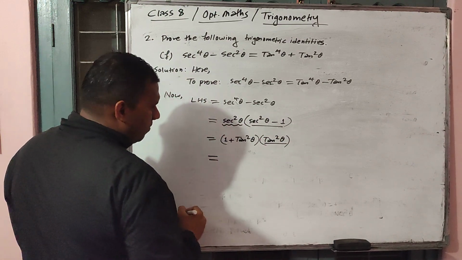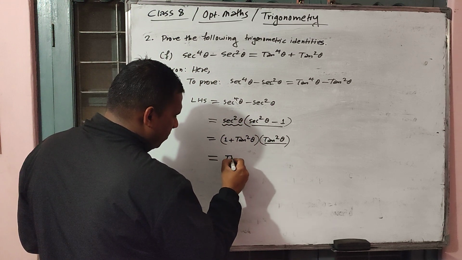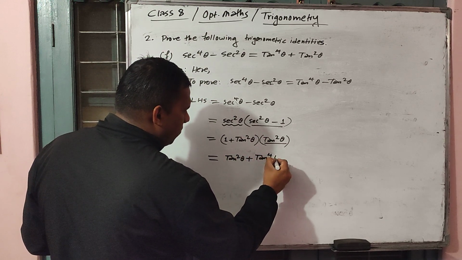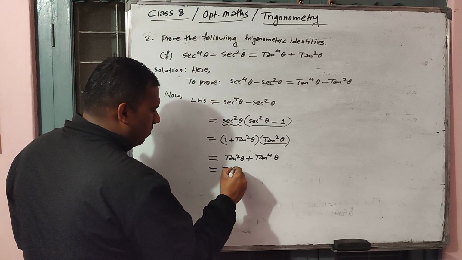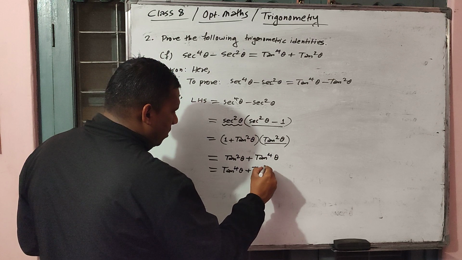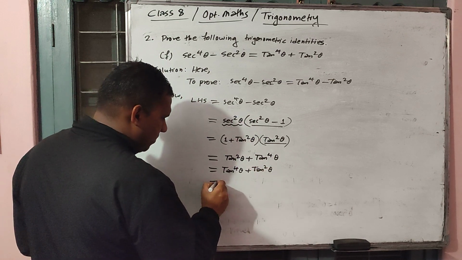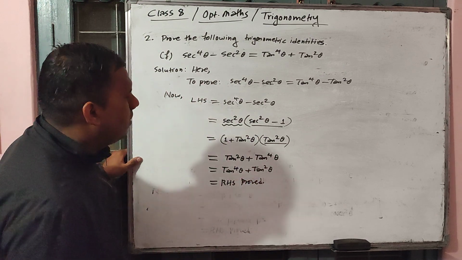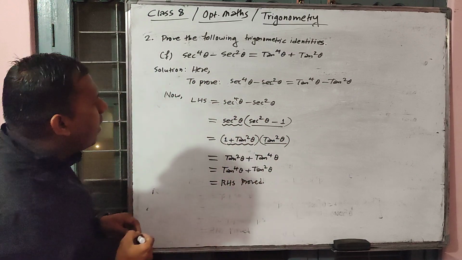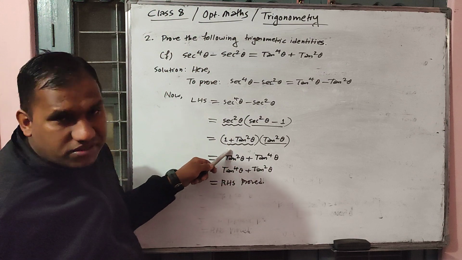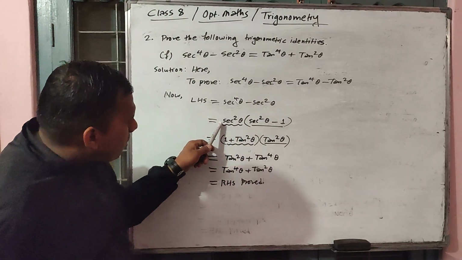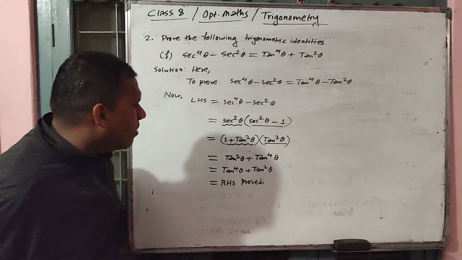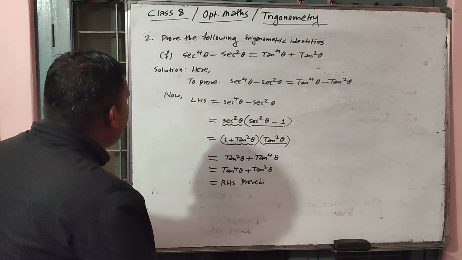Now multiply each term. 1 multiplied with tan square theta becomes tan square theta, plus tan square theta multiplied with tan square theta, that is tan to the power 4 theta. So tan to the power 4 theta plus tan square theta, which is the RHS. Proved. In this question, sec square theta changes in terms of tan, so sec square theta equals 1 plus tan square theta. Again within the brackets, sec square theta minus 1 in terms of tan is tan square theta. Now we go to the next question.